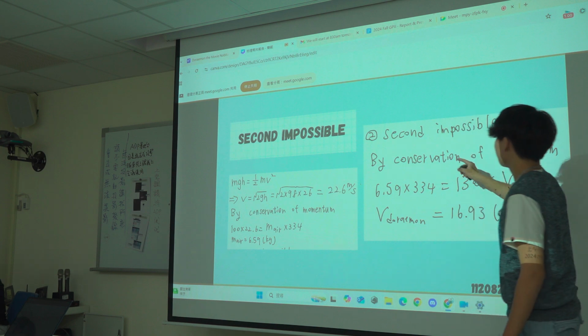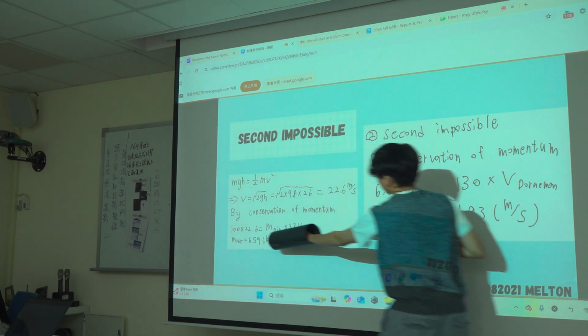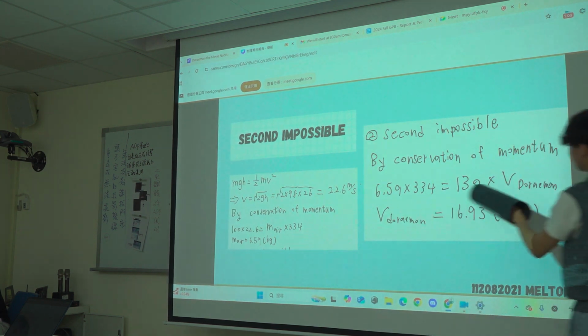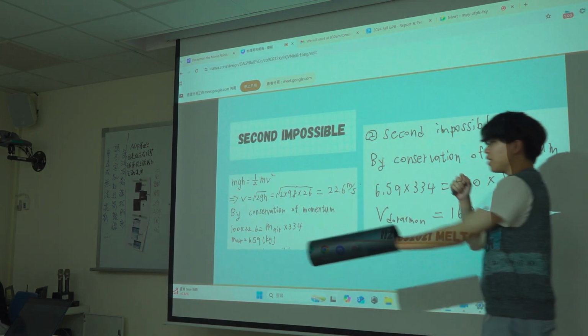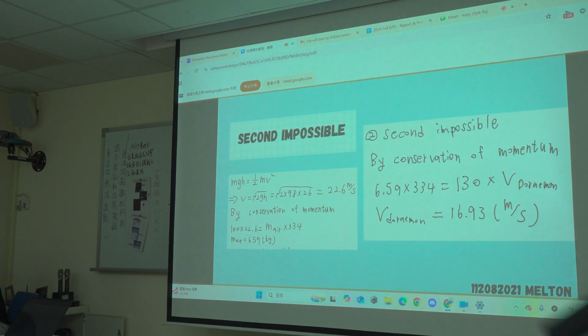The second impossible is also by the conservation of momentum. 100 times 22.6 is equal to this, and it's equal to this. This is what? It's that Doraemon hit the cannon and he will go back. So he needs to go back like that.